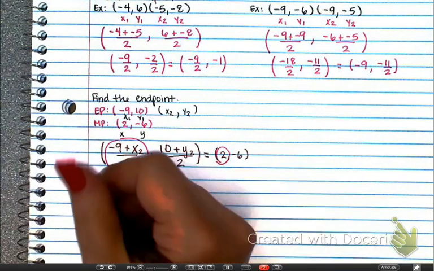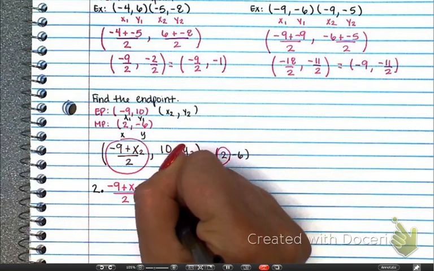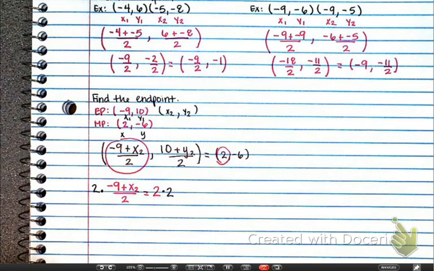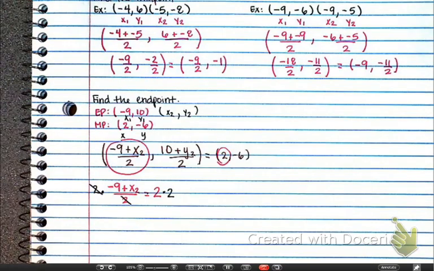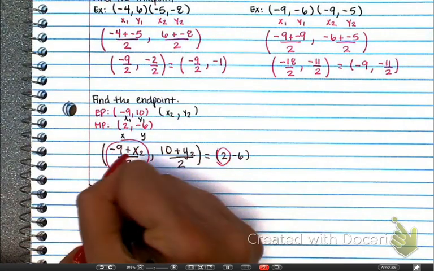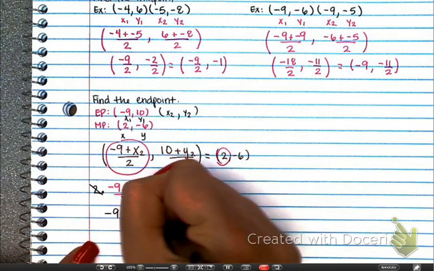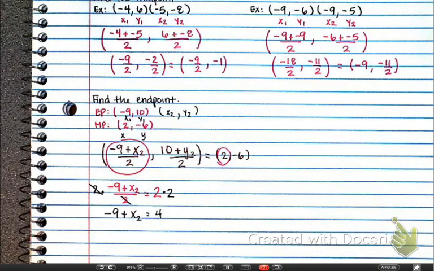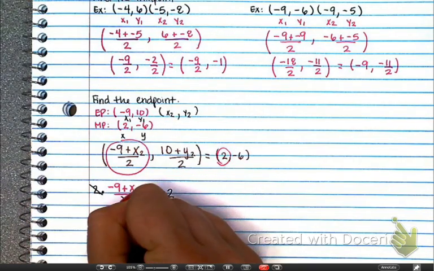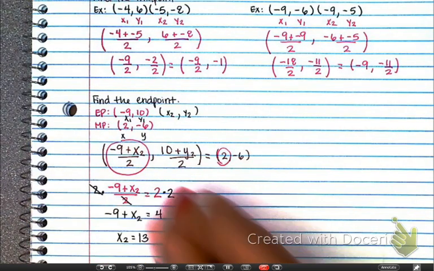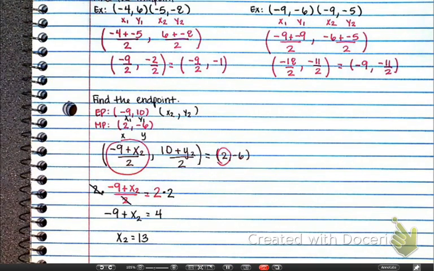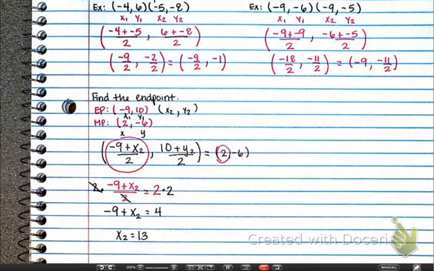Okay, so multiply by 2. So that's just my basic algebra skills. These will cancel, leaving me with negative 9 plus x2 equals 4. And then what would be my last step? Add 9. Everyone okay with that? So x2 equals 13. Right? So that's the x coordinate.